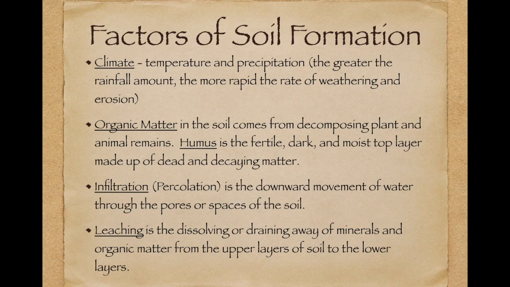Now, organic matter in the soil comes from the decomposition of plant and animal remains. Remember, organic comes from carbon and hydrogen. This is from something that used to be alive. This could be a plant or an animal. The humus is a dark, fertile, moist top layer, mainly made up of dead, decaying matter, primarily leaves that start breaking down. Maybe fungi will start breaking down these leaves, forming the organic matter.